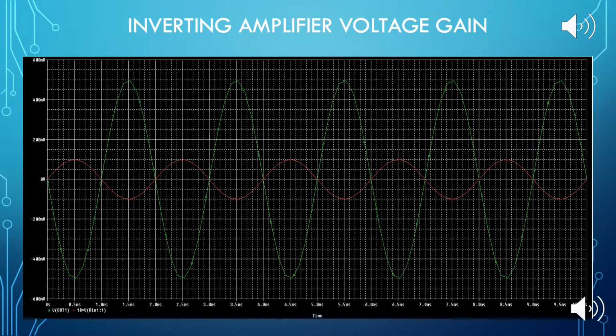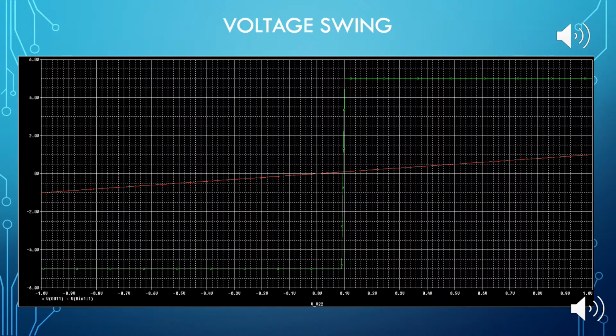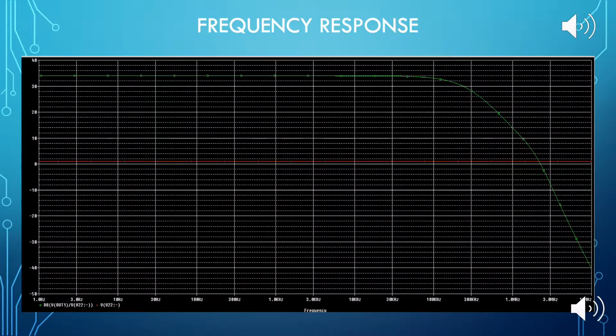This is my inverting amplifier voltage gain for the CMOS design that I did in the previous slide. This is my voltage swing after doing the DC analysis for the CMOS operational amplifier design. This is my frequency response after doing an AC analysis for the CMOS operational amplifier design.